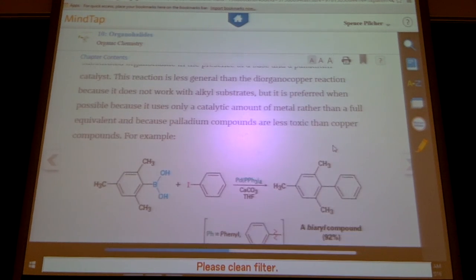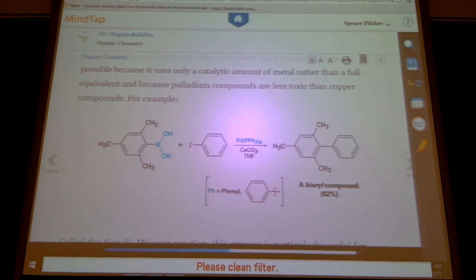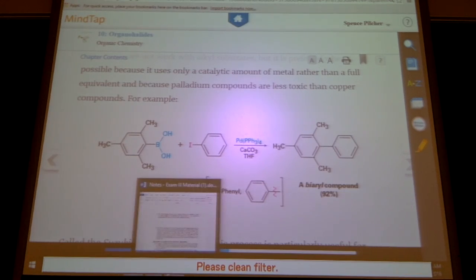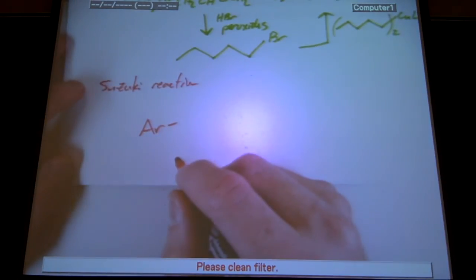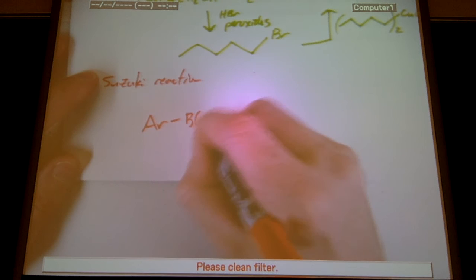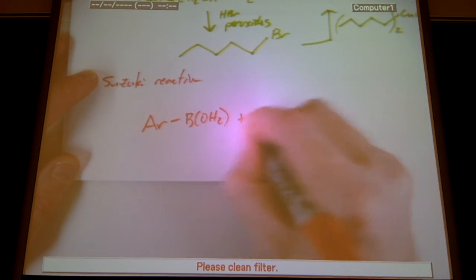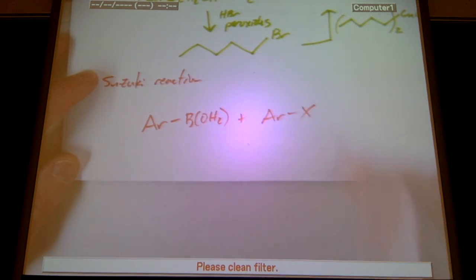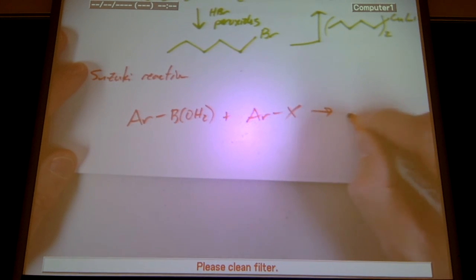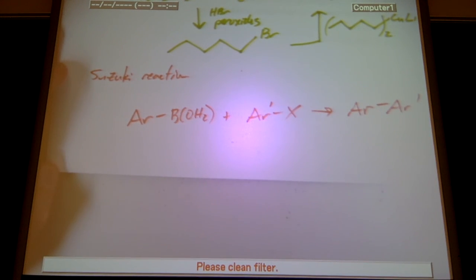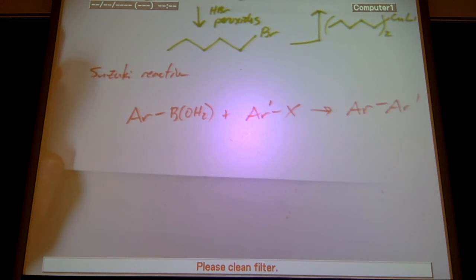The generalized equation for that, though, would be, I'm just going to put Ar for aromatic. I'll put Ar'X for my halide. I'll call it Ar prime. So it couples the vinyl or aromatic compounds together.